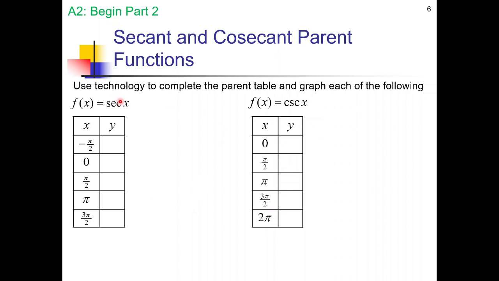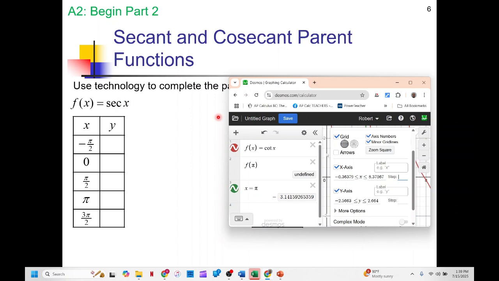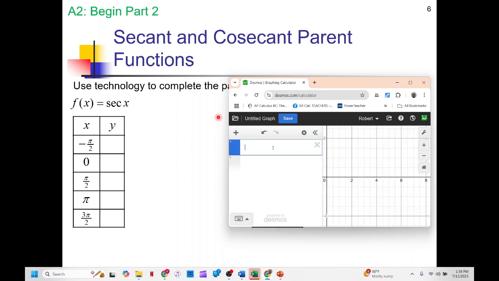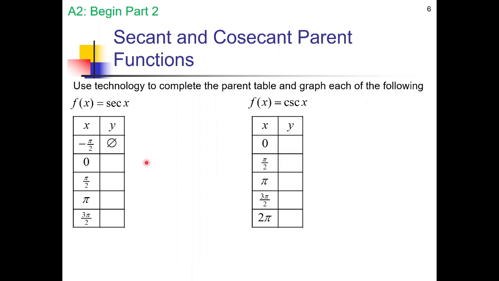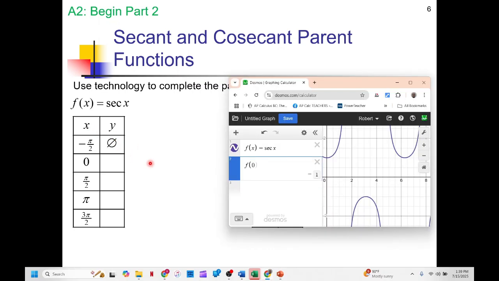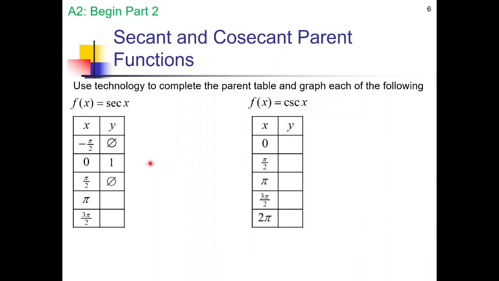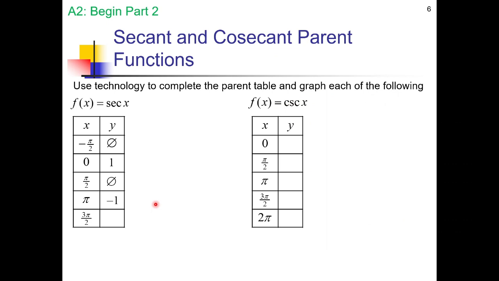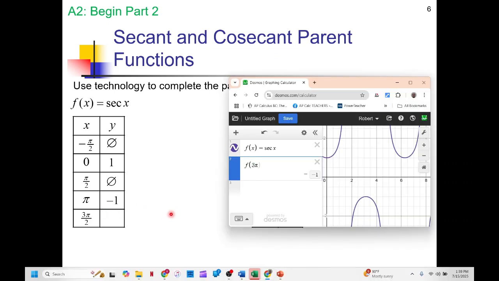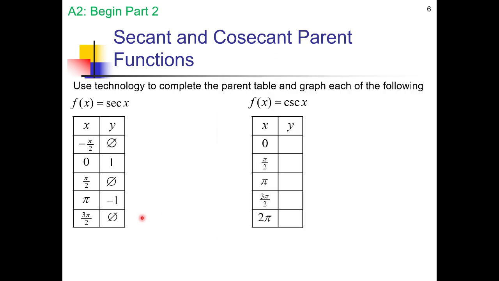All right, let's do secant. So go into Desmos. Let me clear out all this stuff that's in there already, and let me do f of x equals secant of x. And then let's fill out some values here. So we have f of negative pi over 2 comes out to undefined. And then if I plug in 0, we've got 1. How about pi over 2? Undefined. Wow. How about pi? -1. And then 3 pi over 2. Undefined. Wow. How about that?